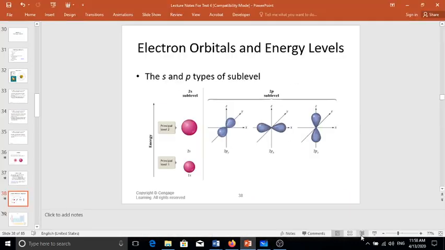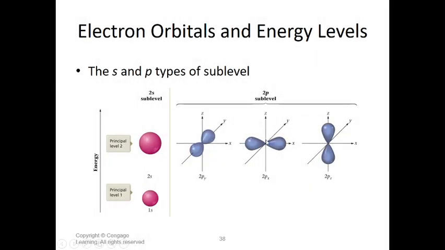So if we go back to the slides, you can see here the second principal level, which includes all these 4 balloons. Now the purple spherical balloon is the 2s sublevel, which has only one orbital. Under the 2p sublevel, there are 3 dumbbell-shaped orbitals. The color doesn't really matter, but 2s and 1s have the same shape, except 2s is a little bit bigger, so it has a higher energy than 1s.